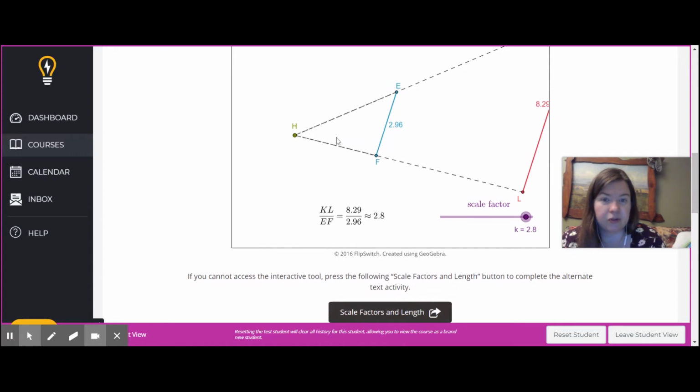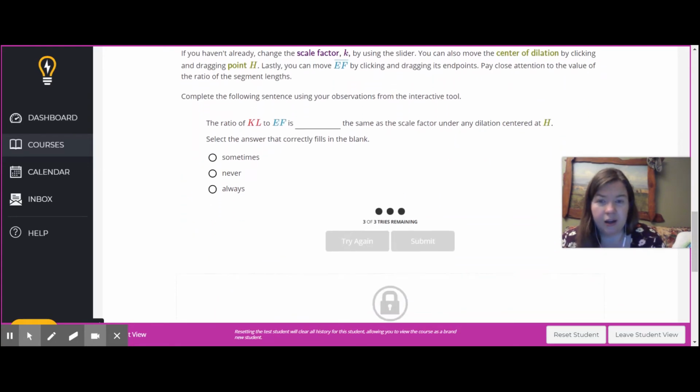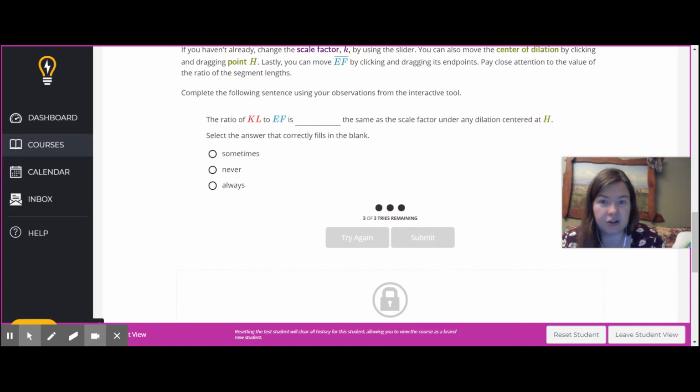And it's proportional. So if you divided KL by EF, you would get the scale factor. That's how you can calculate it. And the ratio of KL to EF is always the same as the scale factor.